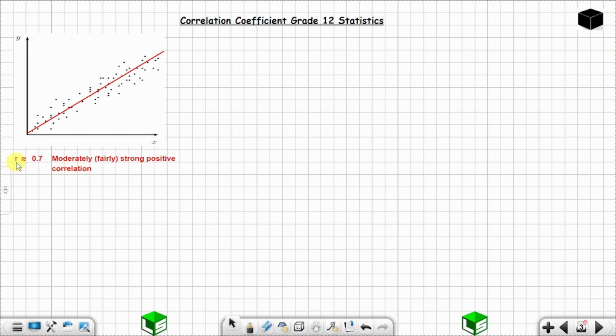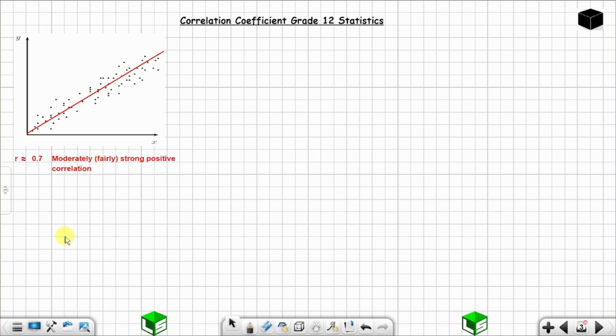Whenever the value of the correlation coefficient is positive, you have to know that both X values and Y values are increasing as you try to draw this straight line. You can see X is increasing and Y is increasing as you draw this straight line.